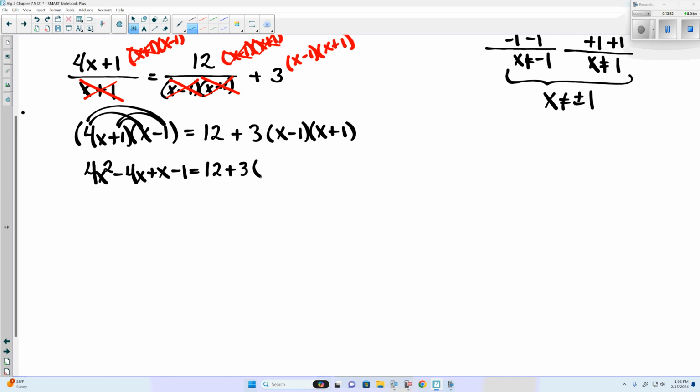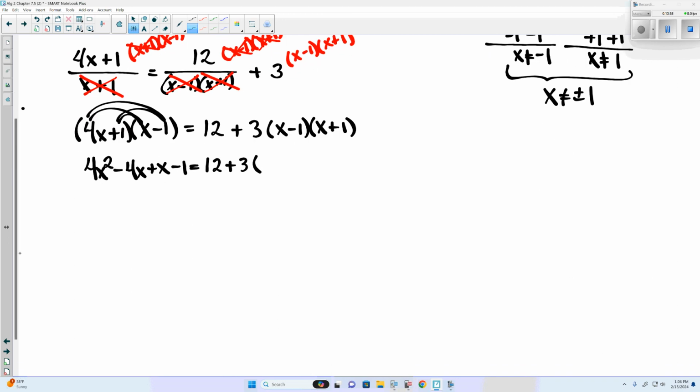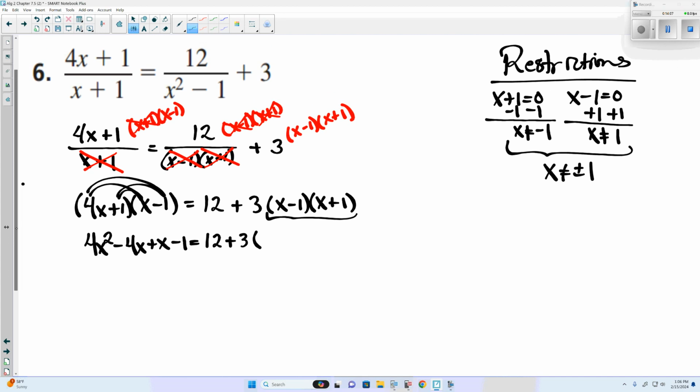Now, the next thing we can do is do the exact same thing. We can distribute the x and negative 1. Good question. Didn't we get x plus 1 and x minus 1 from somewhere? It's the factors of this here, yes? So should x plus 1 times x minus 1 return back to x squared minus 1?